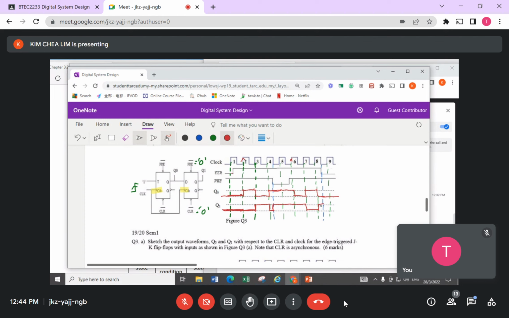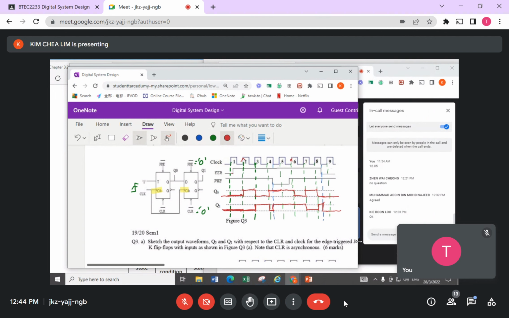This one passed to here, and now it is found that clear is a 0, so I am going to clear the output. So this is the waveform that I should have for my Q. These are D flip-flops. Any questions? Think about it. Any questions?